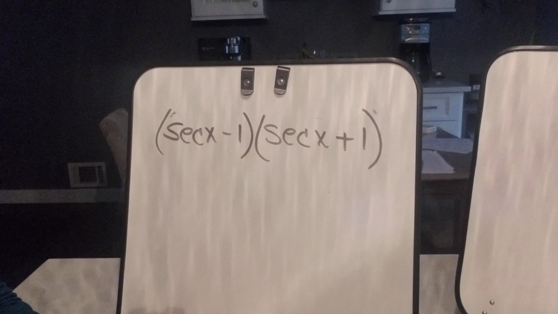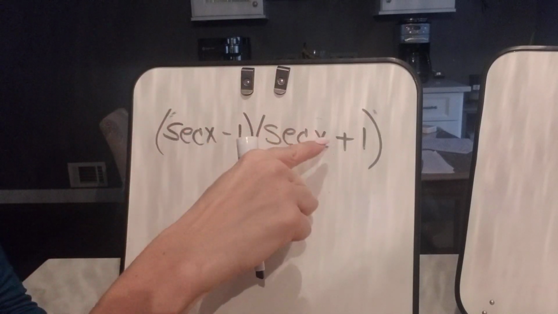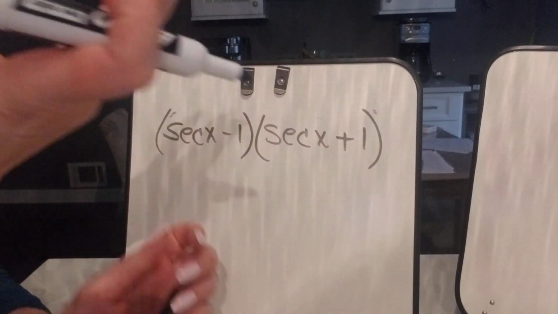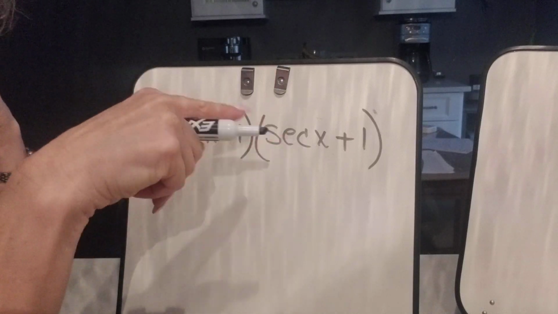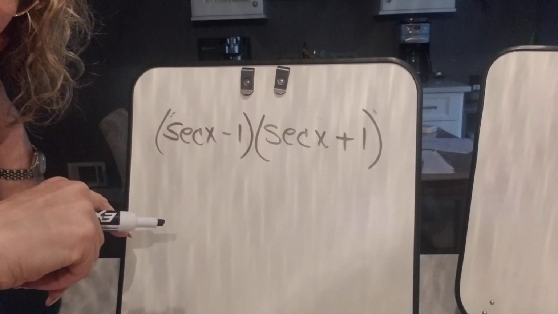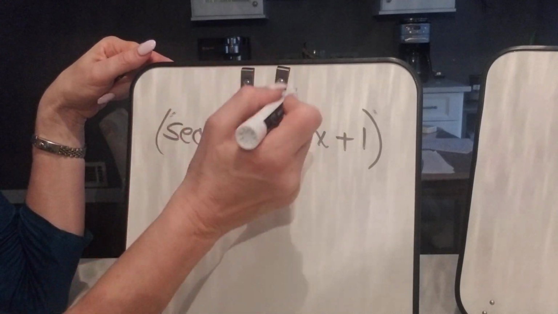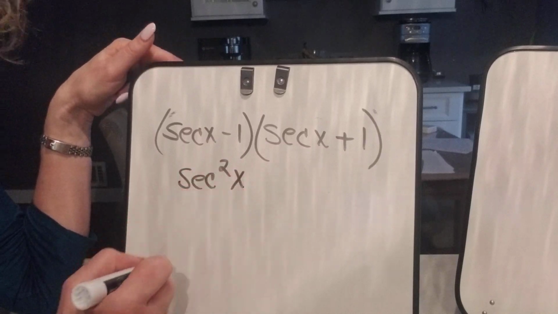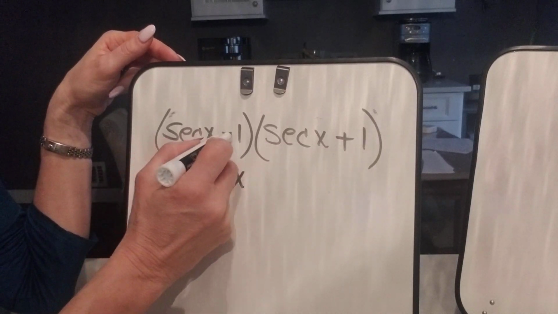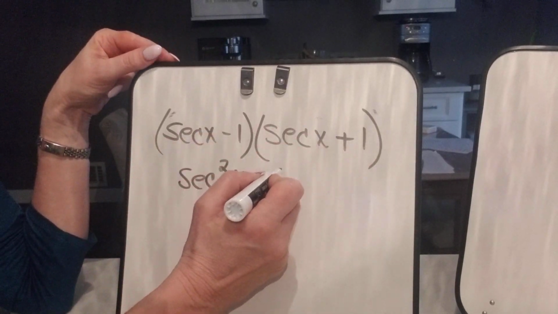I took a sip of coffee while you noticed. Conjugate pairs. You know I love conjugate pairs. Remember what you have to do with conjugate pairs? You don't have to FOIL, you just have to FLA. So I'm just going to do the first, which is secant squared x, and negative 1 times positive 1 is negative 1.